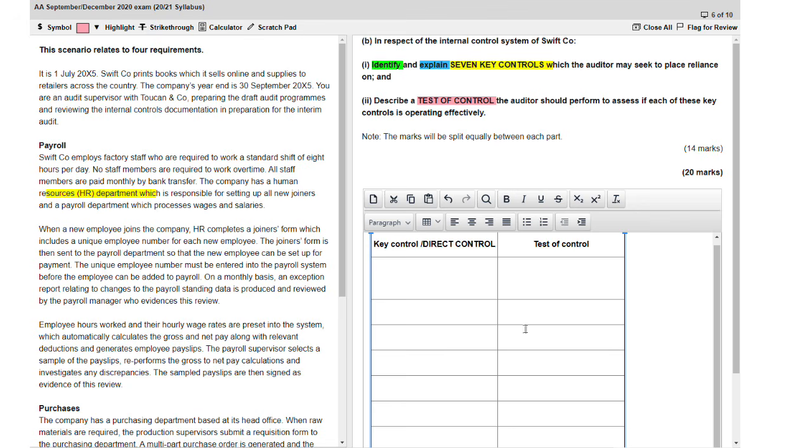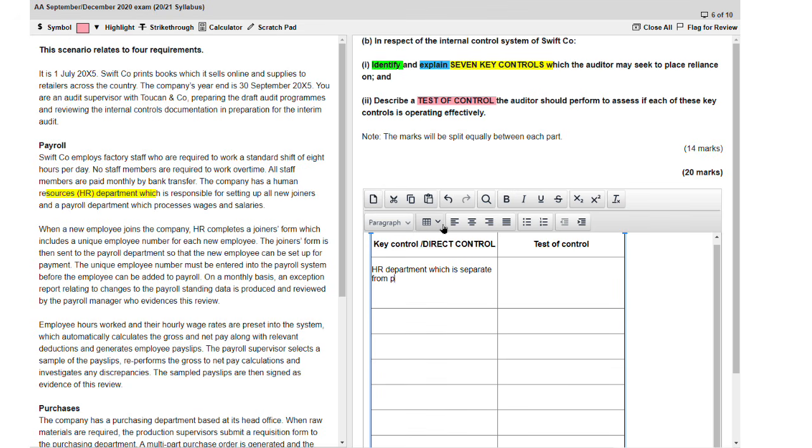That's better. So the key control is that they have an HR department which is separate from the payroll department.